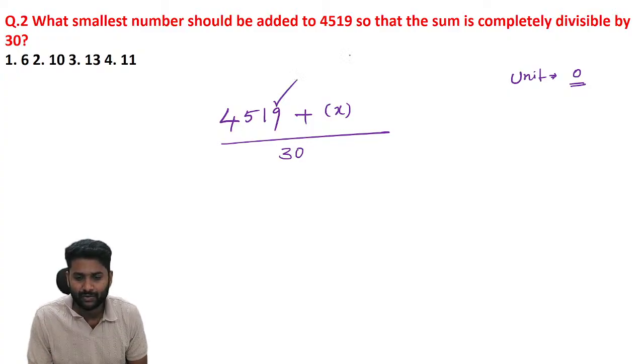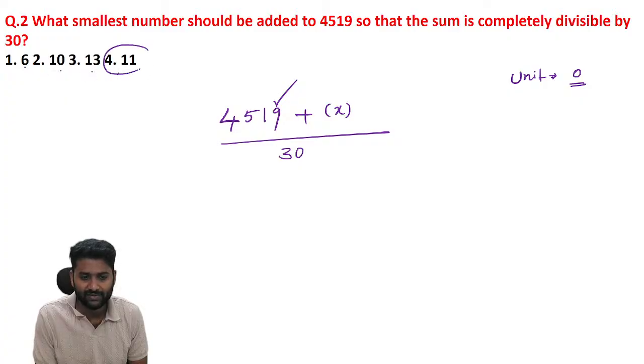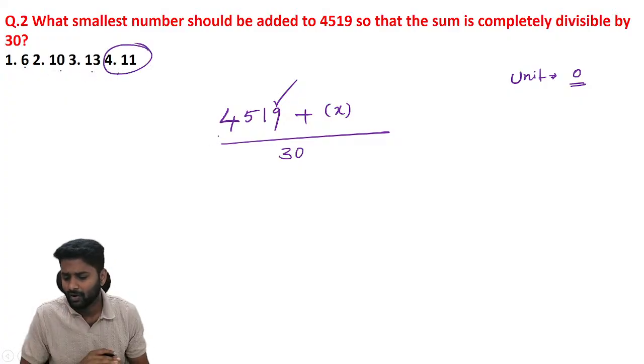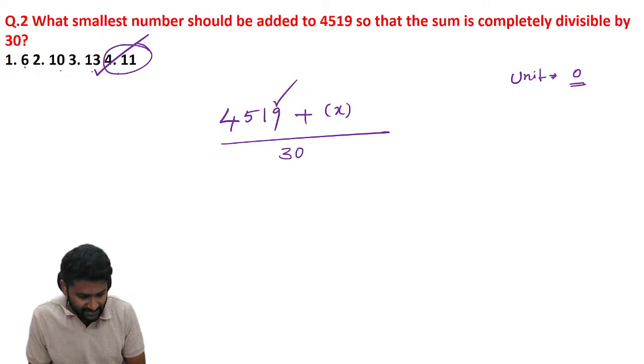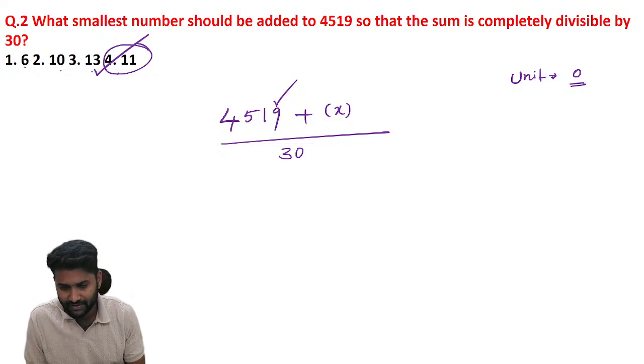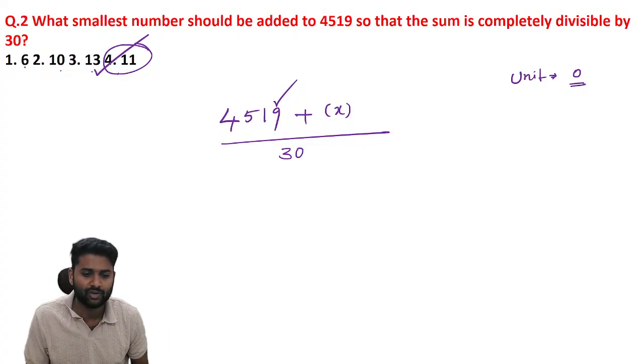We know that here the units place is 9, and we need 1 or 11. So without going through the 30 division, you can directly choose the value 11. Why? Because to divide the number by 30, we need the units place to be 0. That is only possible if you add 11 units. So you can directly choose the answer. We should add 11.